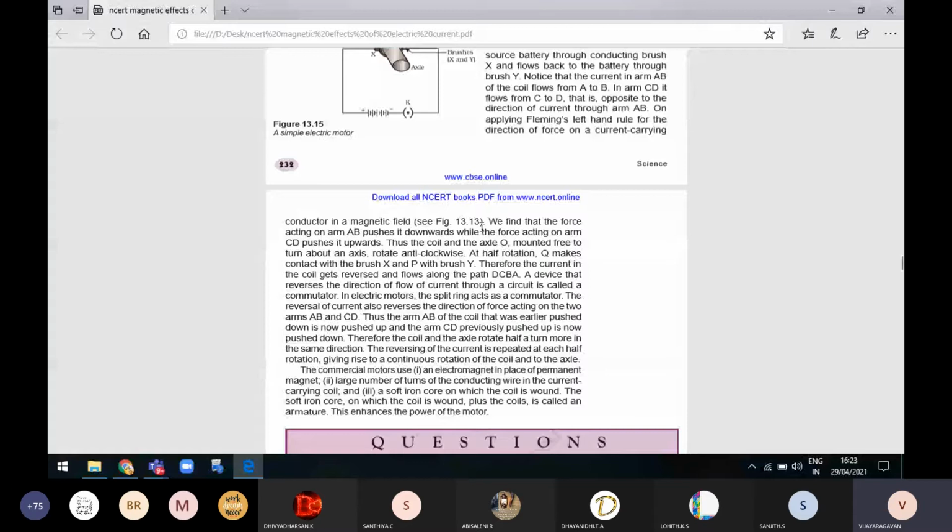See, there is a large number of turns of conducting wire in the coil. A soft iron core on which the coil is wound. So we are using the soft iron core here. A soft iron core on which the coil is wound, plus the coil, is called an armature. This enhances the power of the motor.